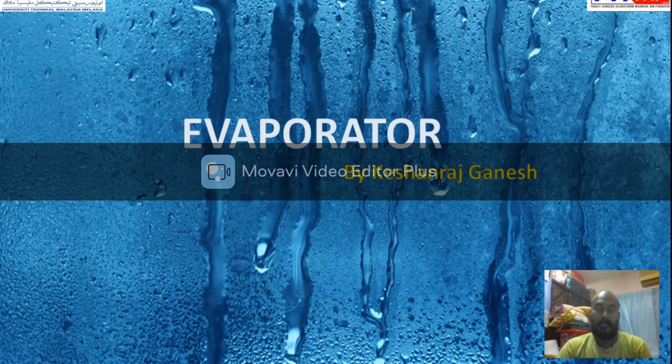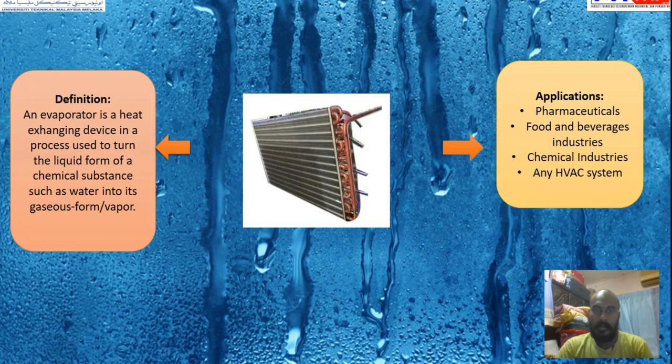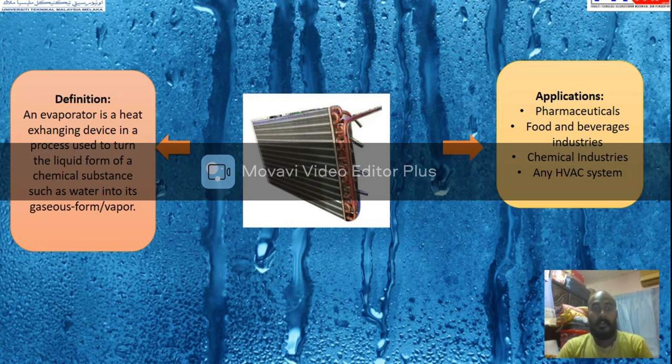Today I am going to talk about the evaporator. What is an evaporator? An evaporator is a heat exchanging device in a process where a liquid form of a chemical substance, for example water, will be changed into gas or vapor form.